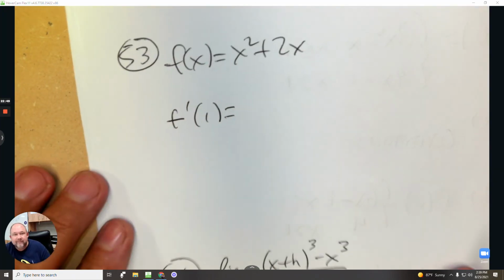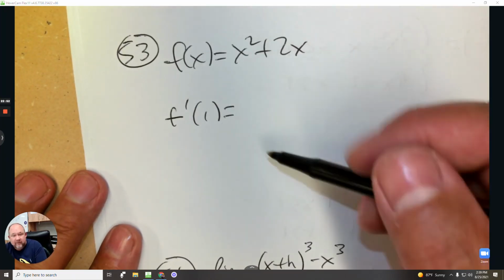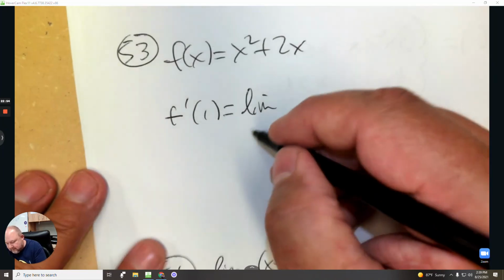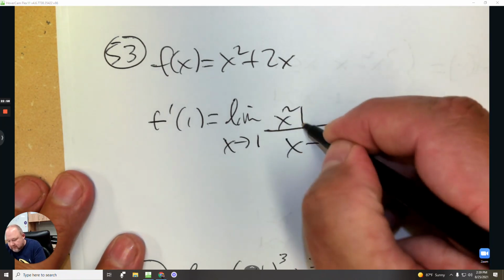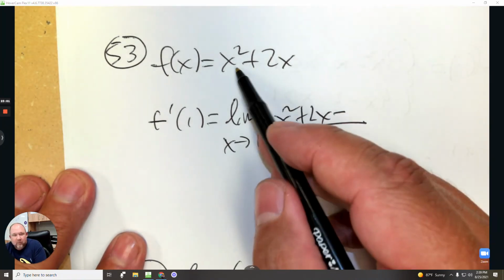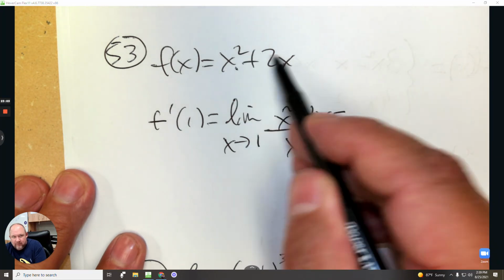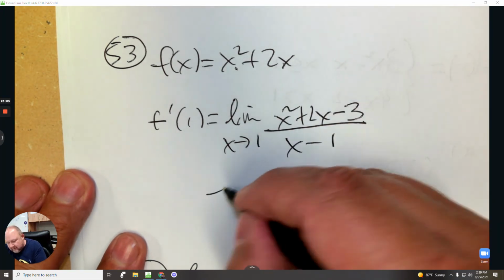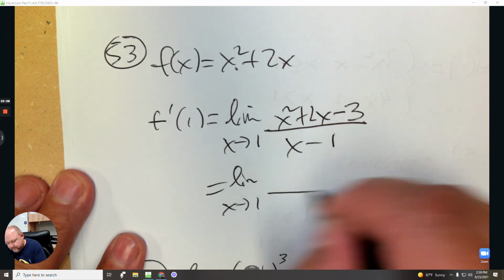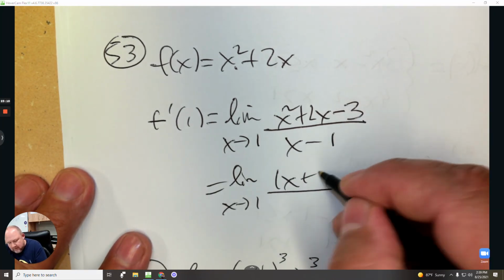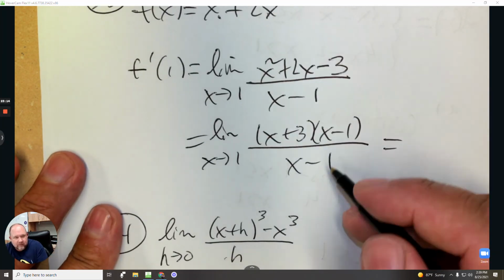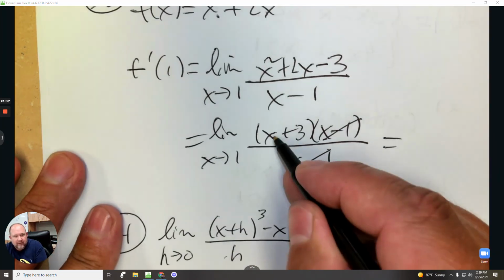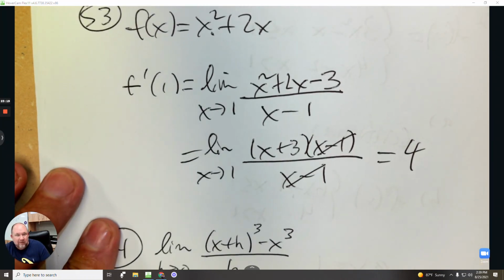53. Take the derivative using the alternate version of the limit, so as x approaches 1. So we have the function, and then I subtract. When I plug 1 in here, I get 1 plus 2. And now I'm going to take the limit of that. That is what? Positive 3 and negative 1. You factor it. This removes. Plug 1 in, and you get your answer. That's another way to evaluate a limit at a value using limits.